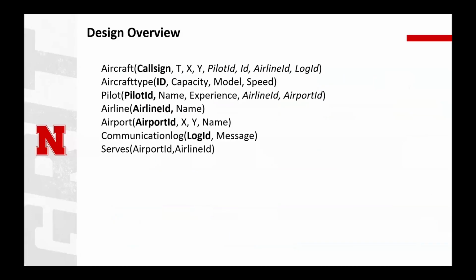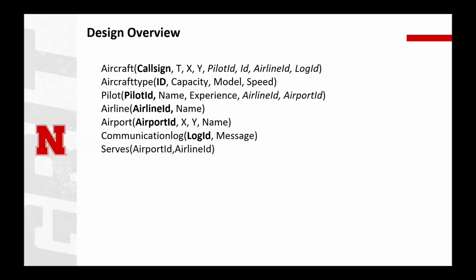We have 7 tables here, which are aircraft, aircraft type, pilot, airline, airport, communication log, and serves. So for aircraft, we have call sign as primary key and pilot ID, airline ID, and log ID as foreign keys. For aircraft type, we have ID as primary key. For pilot, we have pilot ID as primary key and airline ID, airport ID as foreign keys.